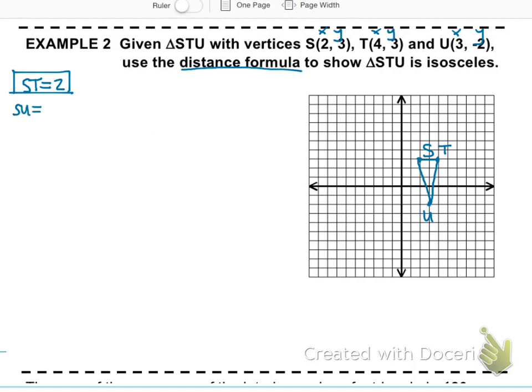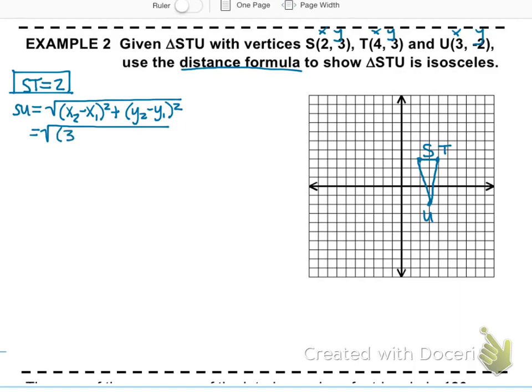Now remember what the distance formula says. We're going to take the square root of the difference between our x's squared added to the difference between our y values squared. So let's go ahead and plug in some numbers. Make sure that you're using the right coordinates. It'd be really easy to get mixed up since we've got 3 ordered pairs. So for SU, S and U, we're using 2, 3 and 3, -2. Our two x values are 3 and 2.